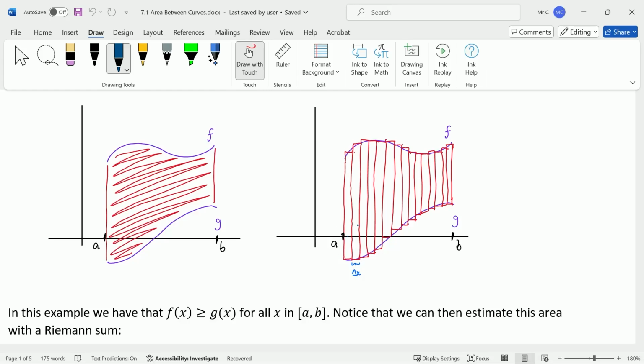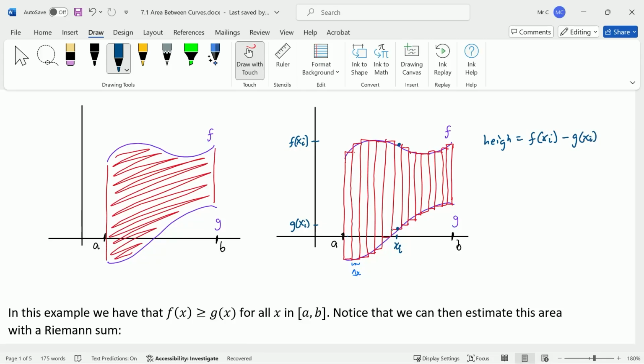And so the key here is that if I take an x value, say this x value here, call it x sub i, I've got two y values that make up the top point and the lower point of the rectangle. The top point is f evaluated at x sub i, and the bottom point is g evaluated at x sub i. And so the height of that rectangle is f of x sub i minus g of x sub i.